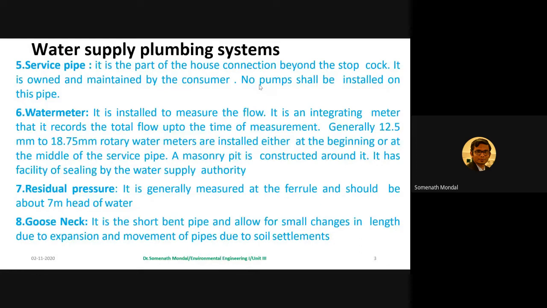Fine. And it is owned and maintained by the consumer. No pumps shall be installed on this pipe. So just try to understand the difference between communication pipes and service pipe. So next is water meter.